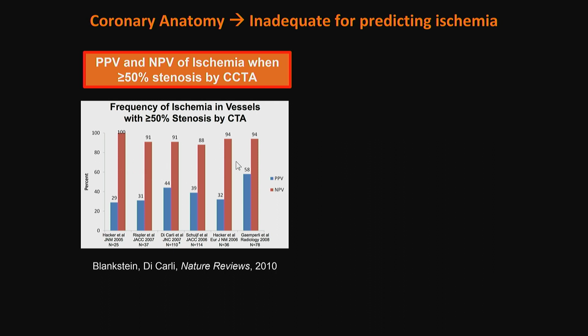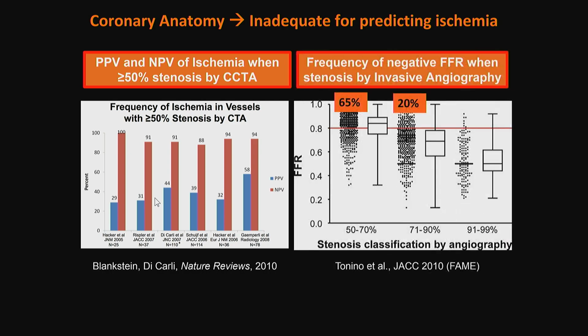And you can see here, while the negative predictive value for ruling out ischemia is high, the positive predictive value of a 50% lesion for determining whether ischemia is present or absent is only at best 50%. This is not unique to CT angiography.